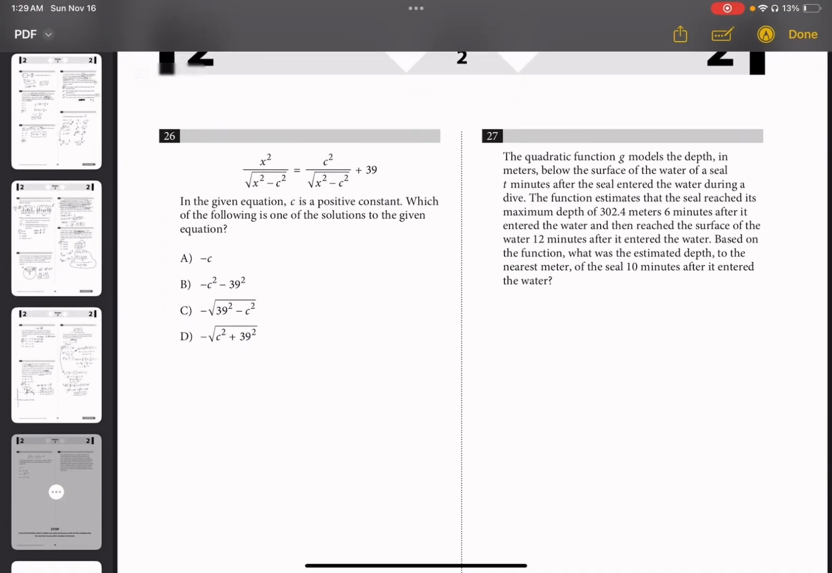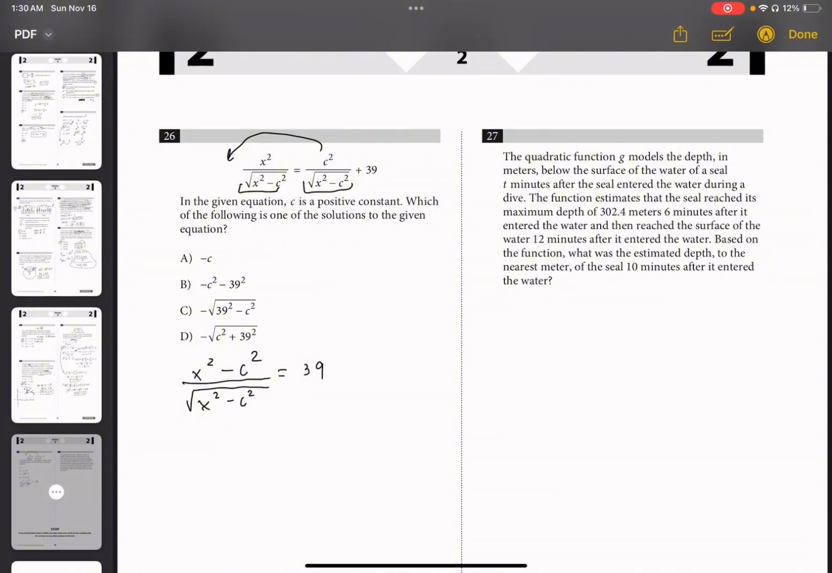Question 26. In the given equation, C is a positive constant. Which of the following is one of the solutions to the given equation? So let's look at our equation for a second. If we're looking for a solution, that means we're solving for x. So I see a common denominator here for both of these. So I'm going to move this over here, and we're going to get x squared minus c squared over the square root of x squared minus c squared is equal to 39.